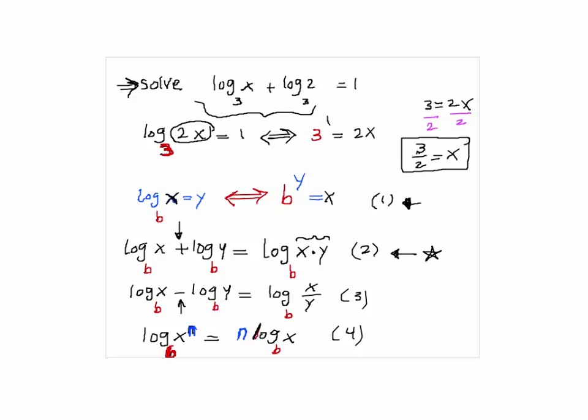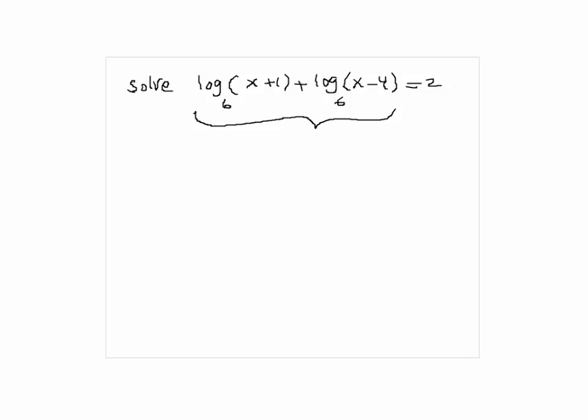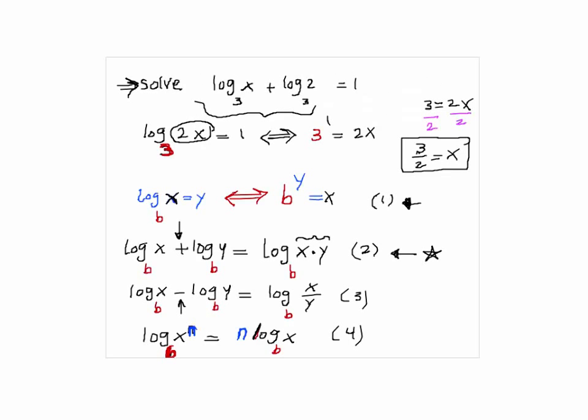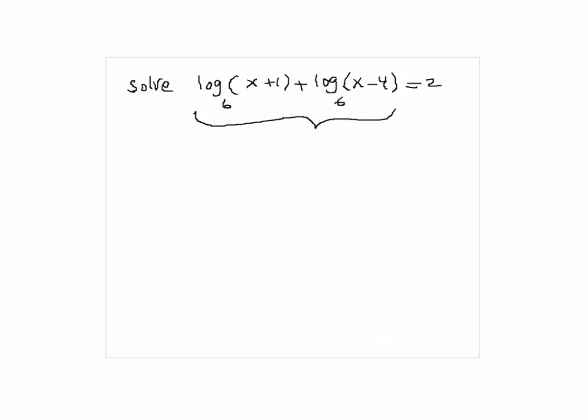So it would be log of... Problem number 4 is this one. Oh, over here. Okay, maybe I wrote the wrong number. Property number 2. We're still going to use property number 2 to combine them. So if I do that, I get log of what?